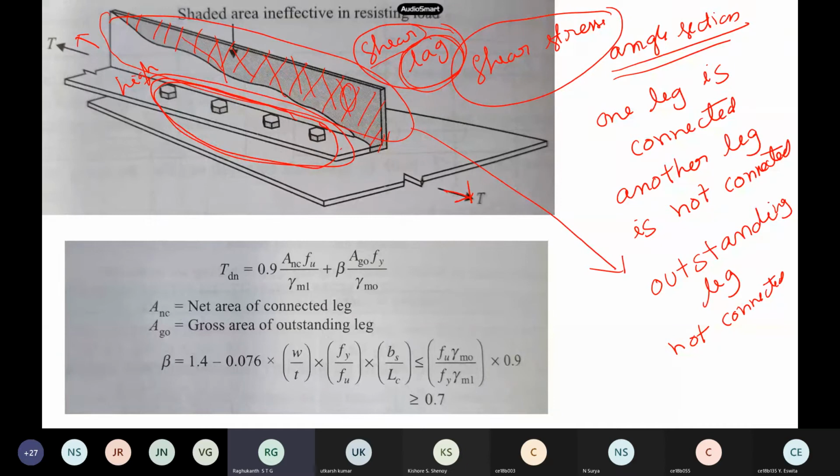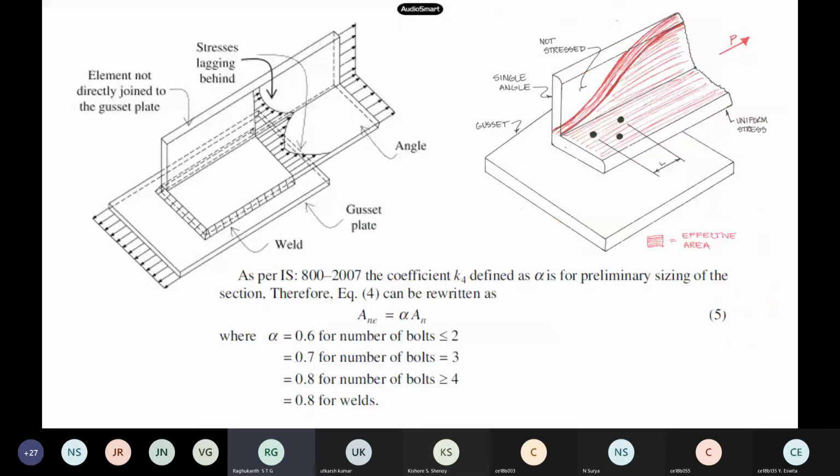When you have this type of problem, the code requires you to solve it in a different fashion. I am also showing you one angle section here, connected through welding, with welding done on all the sides. As you go far away from the connection, it is all tensile force only, on this side and this side.